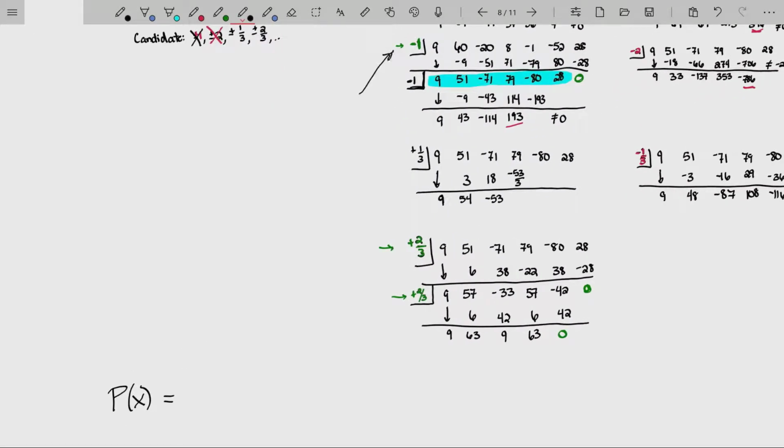x minus a negative 1, so x plus 1, and an x minus 2/3 twice, so multiplicity 2. And then we have 9, this will be the constant, this will be x to the first, that will be x to the second, so this will be x to the third. So 9x cubed plus 63x squared plus 9x plus 63.